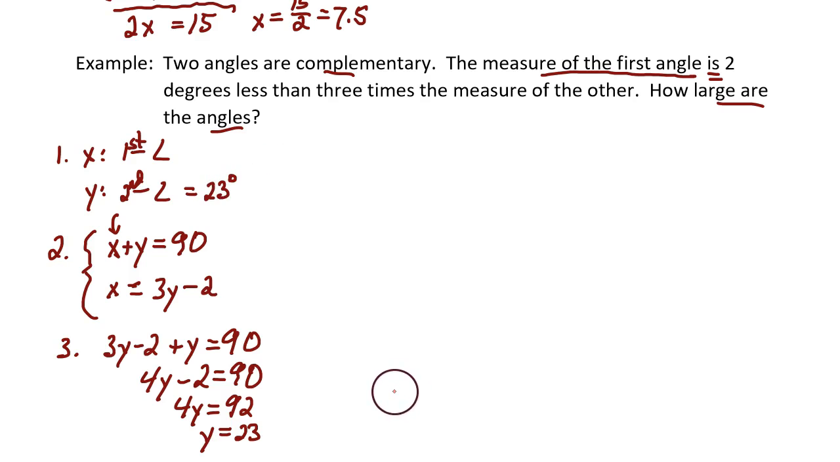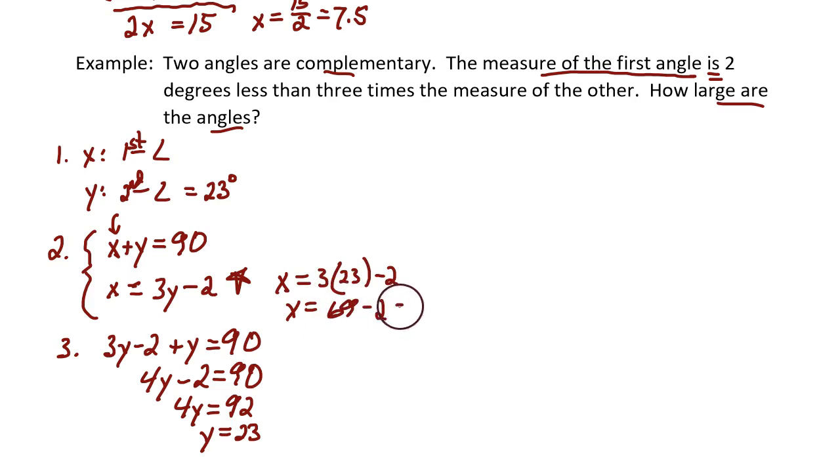Now let's solve for x. When you look at everything that's been written, do you have an equation anywhere that has the letter x alone in terms of y? We do. It's this one here. That is the best place to substitute in 23 for y. So x equals 3 times 23 minus 2. 3 times 23 is 69, minus 2 is 67. So the first angle is 67 degrees.